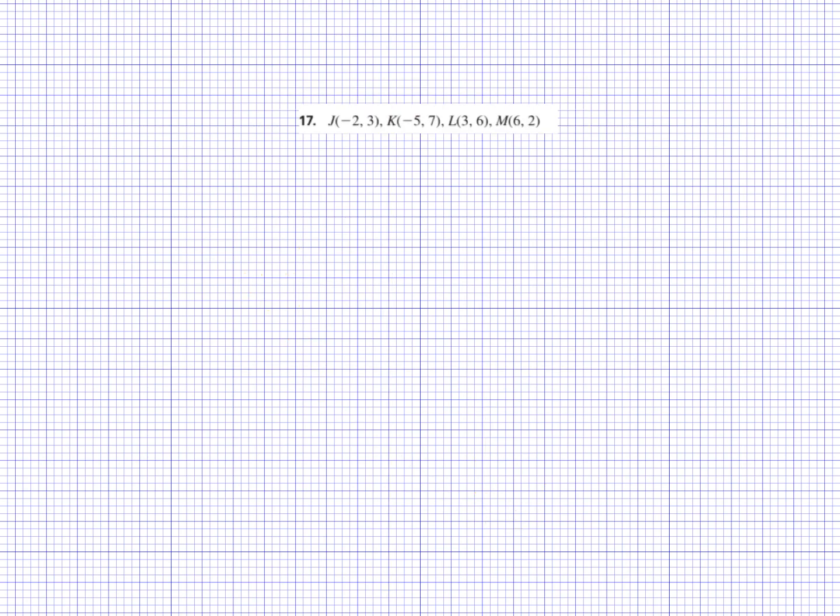Okay, JKLM, let's look at these numbers. And we have a 2 and a 3, 5 and a 7, and we have 6s. Okay, same type of graph. Just makes it easier so I don't have to do anything else. Okay, I'll just do this in blue. J is at negative 2, 3. 1, 2, 1, 2, 3. That's J.